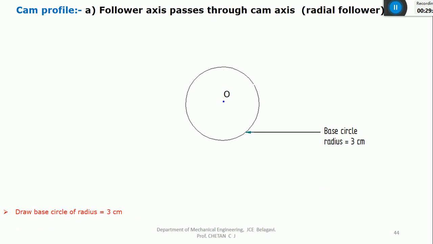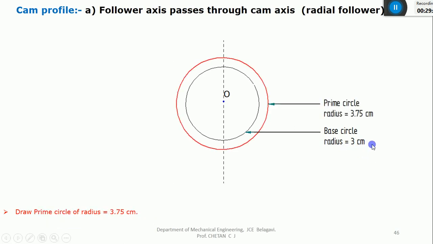Yeah, this was a base circle with a radius of 3 centimeters. The axis passing through this base circle, then the prime circle with 3.75, and I'll indicate the point A on this prime circle where there is the intersection with this vertical axis. I'll draw the roller with a radius of 0.75 centimeters. I'll indicate the follower with a height of 4 centimeters, or sorry, 3 centimeters, because the stroke length is 3 centimeters.